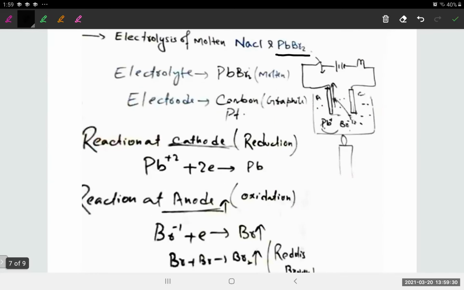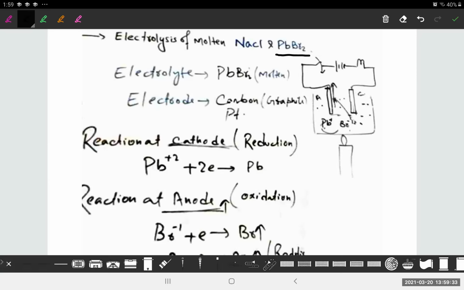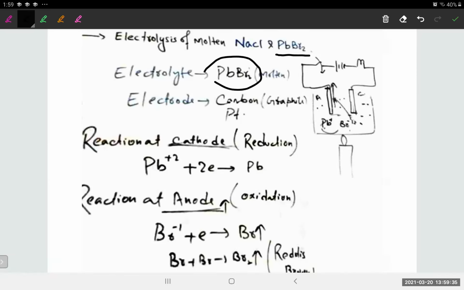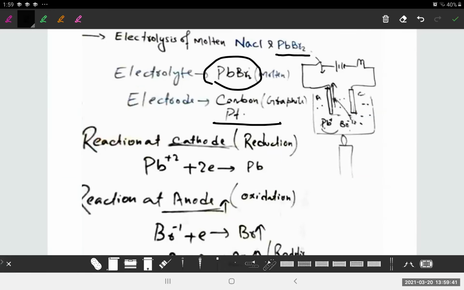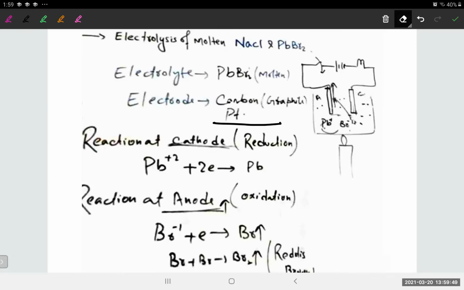Lead bromide. Okay, the thing which I've done is, in the place of NaCl I've written lead bromide. Rest everything is the same. Reaction at cathode, reaction at anode, everything is the same. I have not redrawn the electrolytic cell. So what will we do? We'll just take Pb plus 2. It has an excess of plus 2, isn't it? So this is an excess of plus 2.